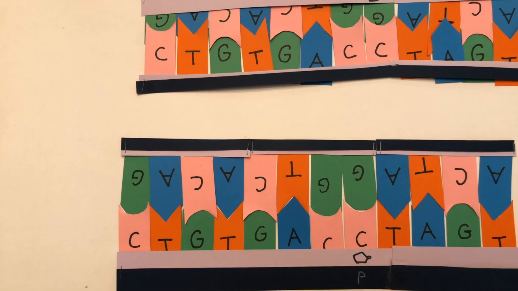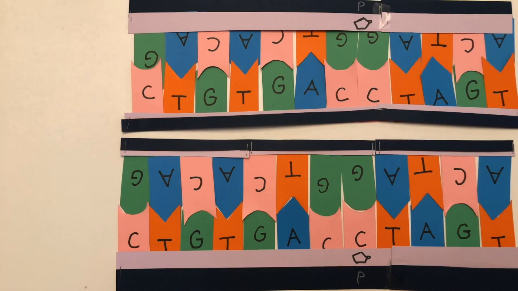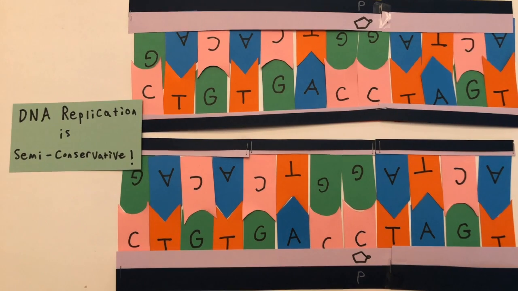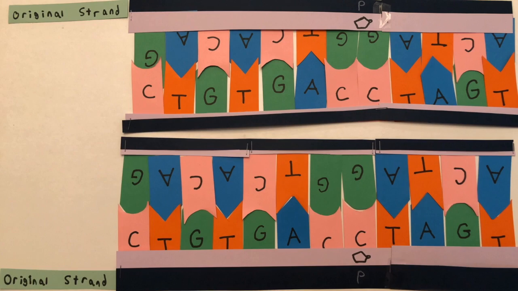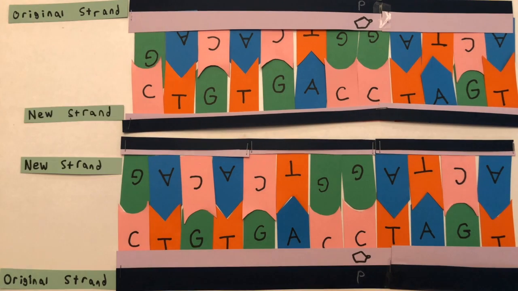The final product of DNA replication is two identical strands of DNA, which are also identical to the original parent strand. DNA replication is considered semi-conservative. This is because the two DNA strands are each made up of one original strand of DNA and one newly created strand.